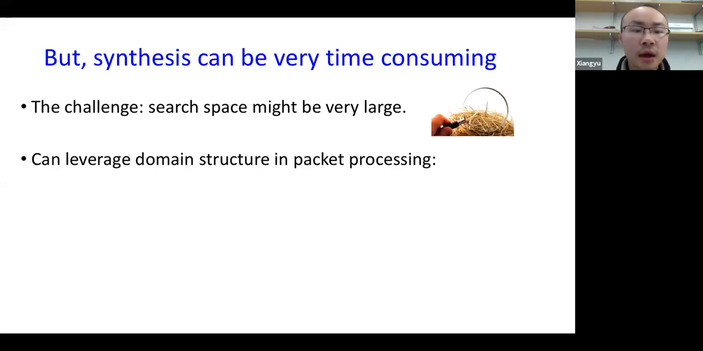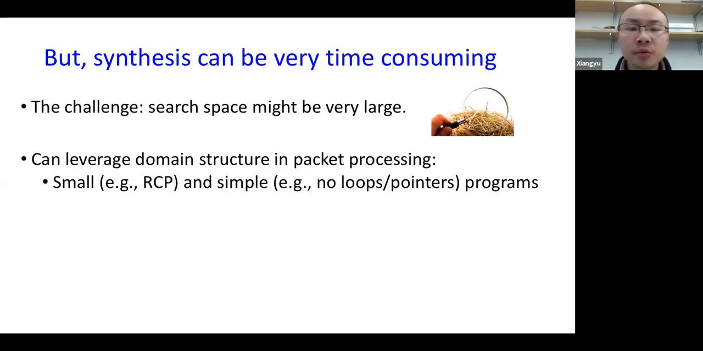For instance, most fast packet processing programs are naturally very small and simple. As an example, if you think of some congestion control algorithms like RCP or an AQM scheme like BLUE, it only takes a few lines of pseudocode. Similarly, if you look at a packet processing language like P4, there are no pointers or loops inside because these can ensure deterministic line rate performance.